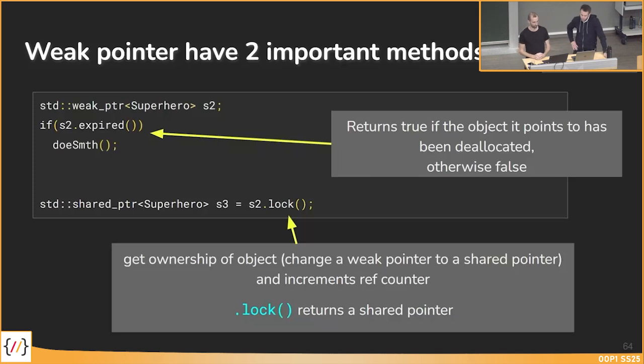And what you also can do with weak pointers, you can use the s.lock method, and this will give you the ownership of it. So it basically converts a weak pointer to a shared pointer, which means it increments now the ref counter. And now you have a shared pointer made from a weak pointer. And sometimes you say, okay, is this still alive? Does it still exist? If yes, then I want to have a shared pointer, because now I want to have the full ownership of this object also here.